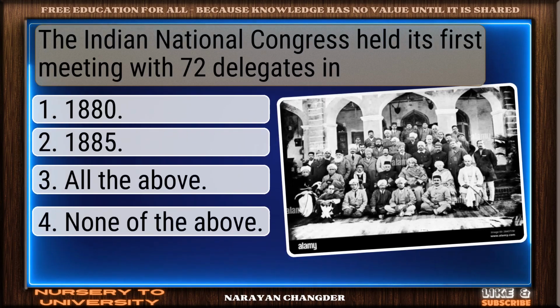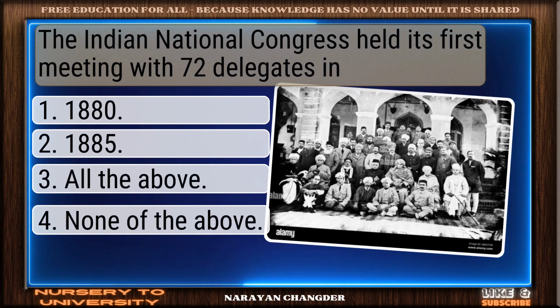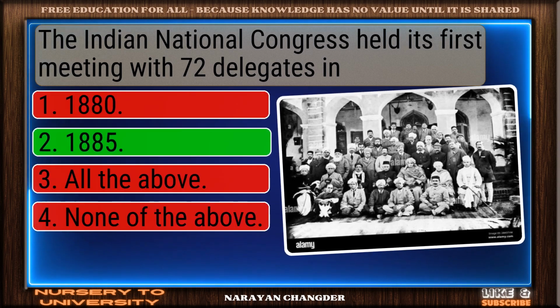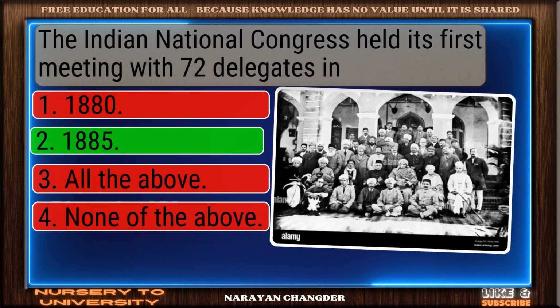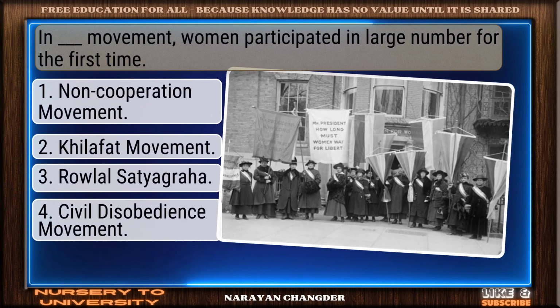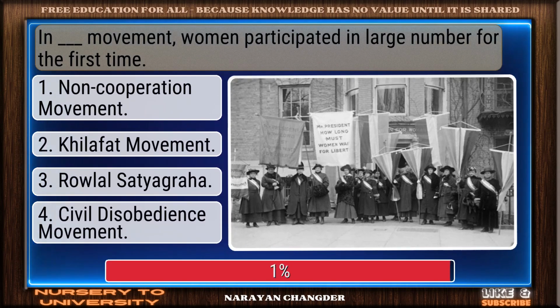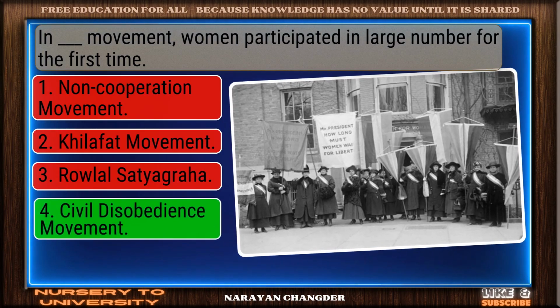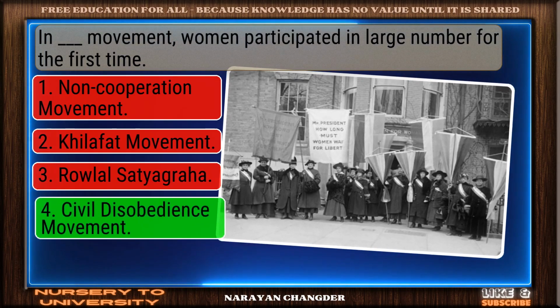The Indian National Congress held its first meeting with 72 delegates in. Well picked. 1885 is correct. In which movement did women participate in large numbers for the first time? Excellent choice. Civil disobedience movement is right.